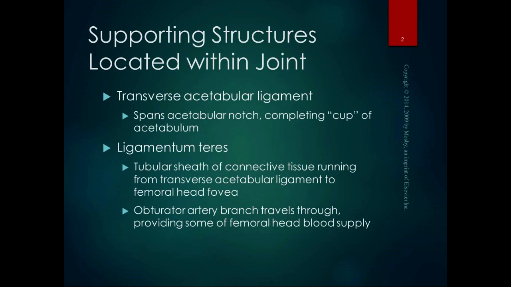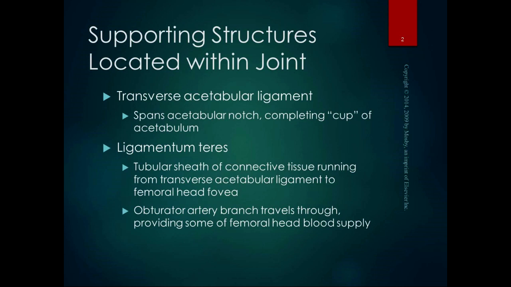So the transverse acetabular ligament spans the acetabular notch, completing the cup of the acetabulum. So we have that lunate surface on the superior portion, and the transverse acetabular ligament goes on the inferior portion, kind of making that cup that the ball then fits in, the head of the femur. So basically, some ligaments do that, like we talked about the sacrotuberous ligament, which completes the arch on the greater sciatic notch. So some ligaments, that's what they do. They sort of provide stability by completing structures, if that makes sense.